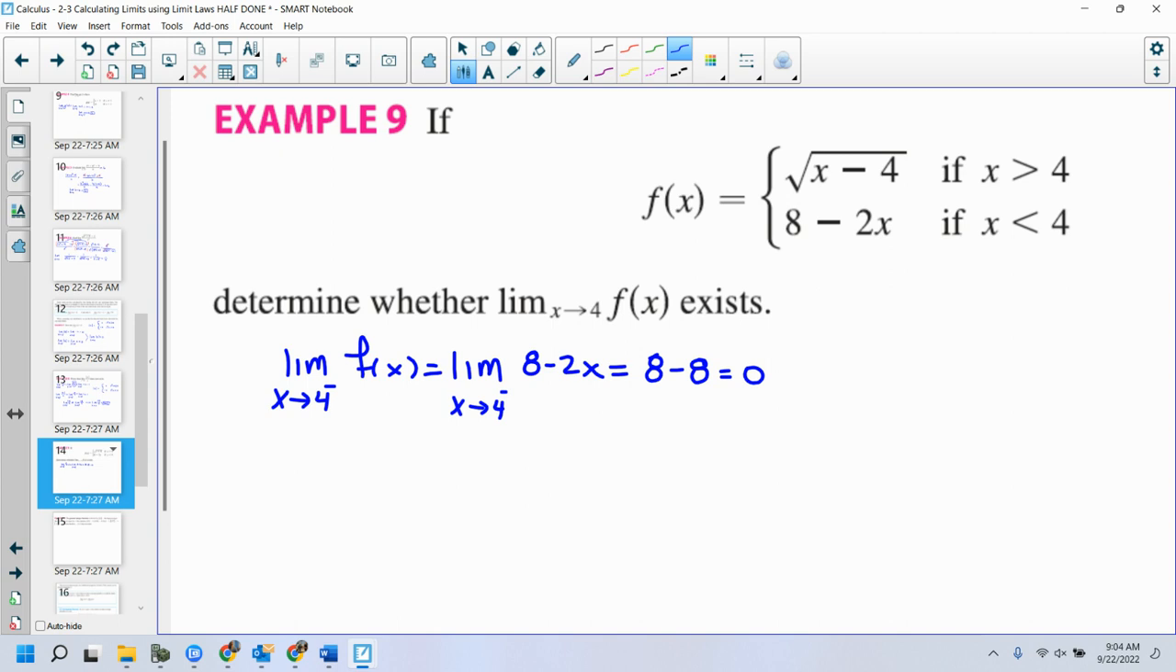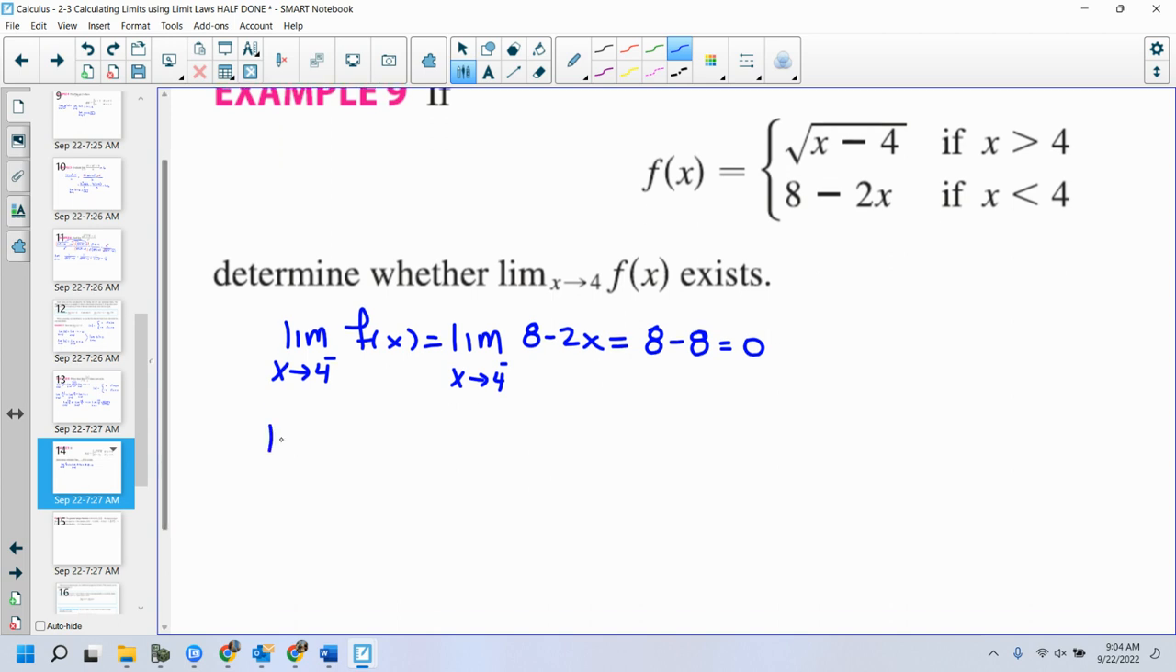Let's see what the limit is on the right side. The limit as x goes to 4 positively of f of x, well, it's going to act like, on the right side of 4, the square root of x minus 4.